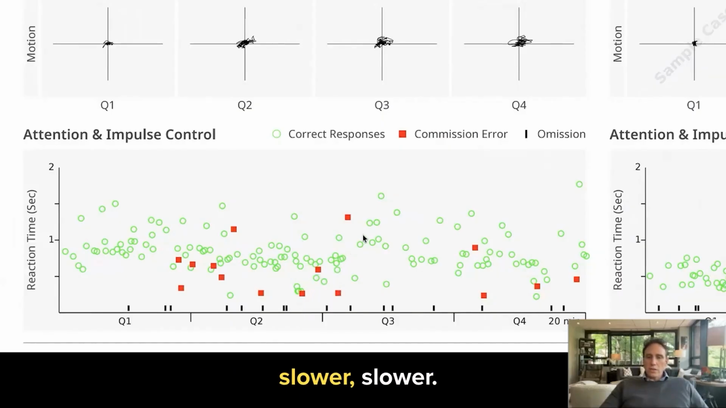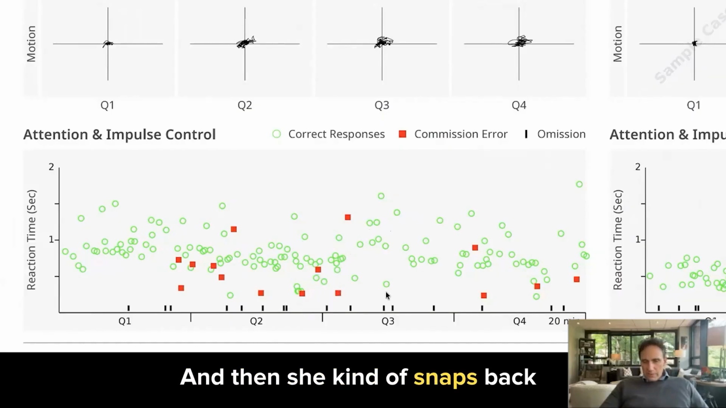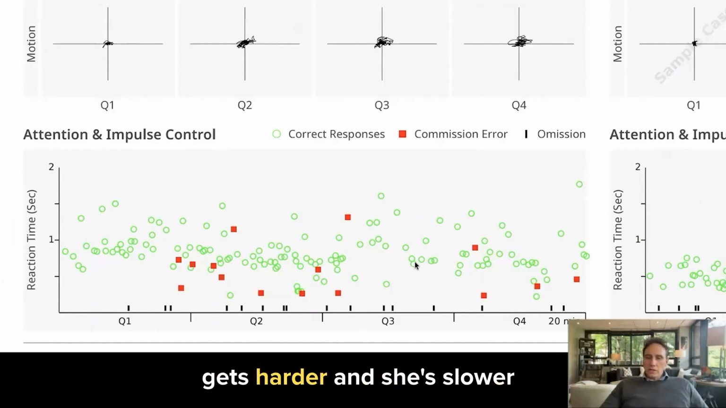a trend towards going really fast, and then it gets slower, slower, slower, slower. And then she kind of snaps back into an attentive state. Then it gets harder and she's slower again. And then she snaps back into an attentive state, or in this case, impulsive state. We see all these commission errors, many of which are fast, really fast responses. So very truly stimulus response here.